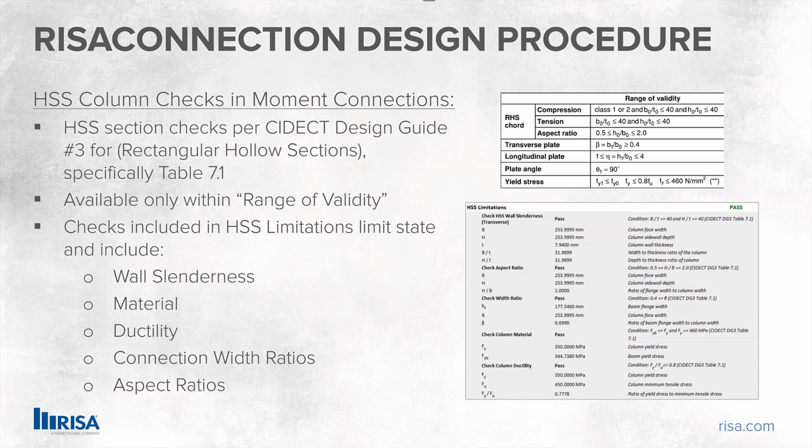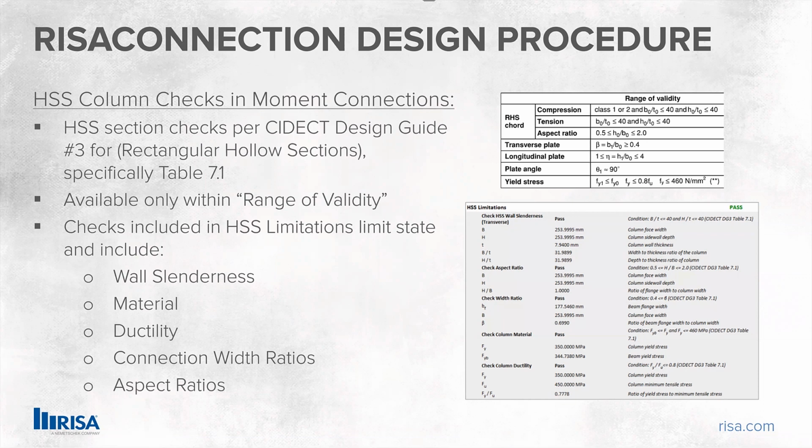Basically, we can only use this table, and only do these things, when we're within this range of validity, and that's this range of validity here. When we meet these provisions for tension, compression, aspect ratio, the different plate elements, and then angles and yield stresses, when we're within those limits, then we can include these HSS limitation checks, and we include these in what we call an HSS limitations limit state.